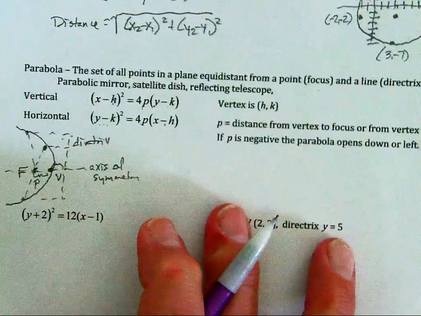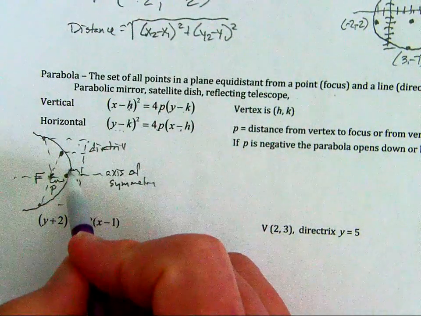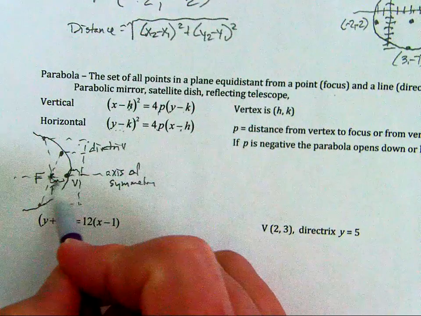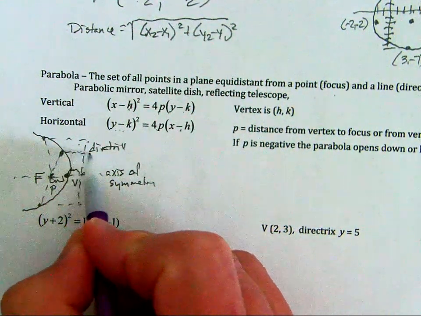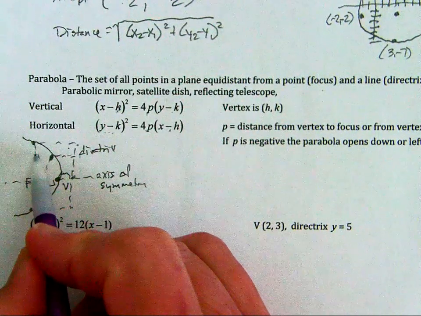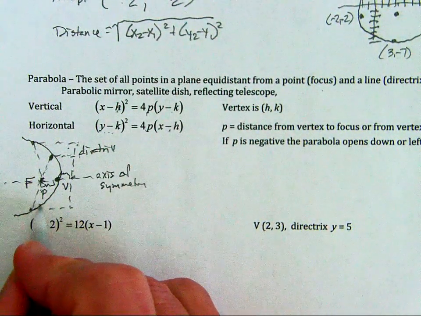Sorry, I didn't get you to see that very good. Sorry about that. So again, here's the vertex. It's right in between the focus and the directrix. Maybe there's a point here where the distance to the focus equals the distance to the directrix. Here, the distance to the focus equals the distance to the directrix.